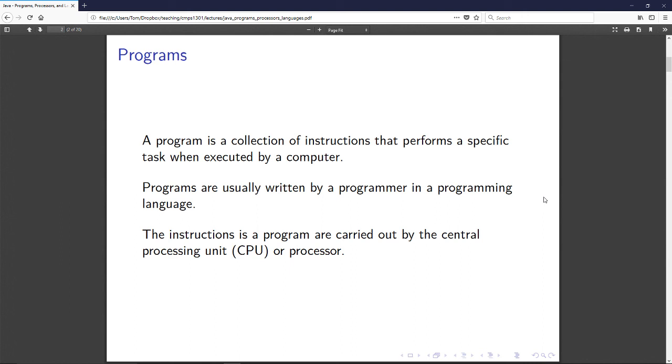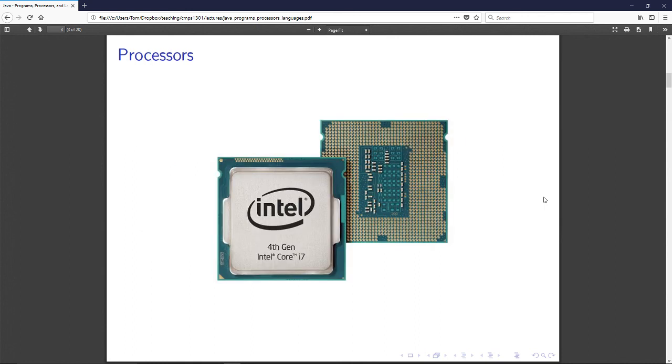The instructions in a program are carried out by the processor, also called the central processing unit, or CPU, but I usually just call it a processor for short. So this is what a typical processor looks like. Inside, it's really just a bunch of circuits, or that's one way you can think about it. It's kind of like the brain of the computer. And then there's a cover that fits over it. If you take off the cover and look inside, it'll look like this. So that's what a processor looks like.